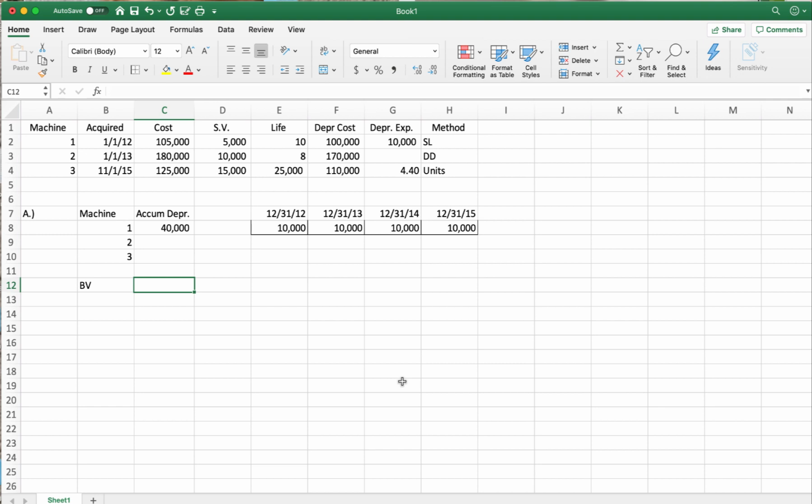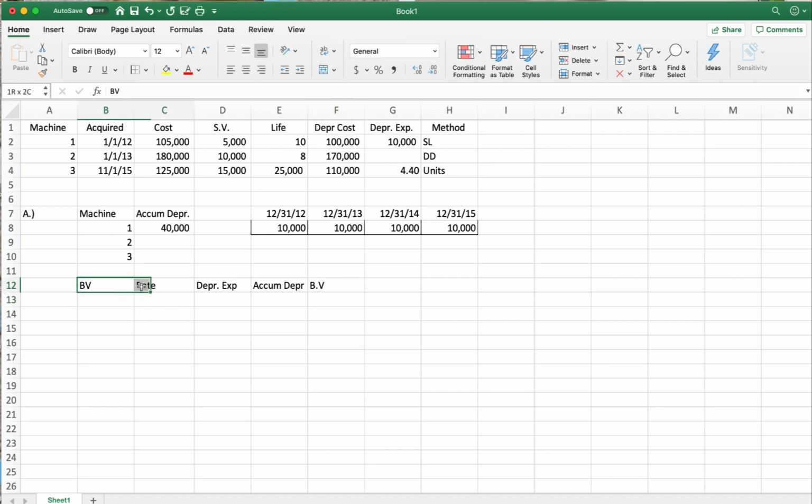We want to figure out what our rate is, and we also want to figure out what our depreciation expense is for that year. And we also want to do the same thing for accumulated depreciation. And then at the end of the year, we want our book value again. Okay?